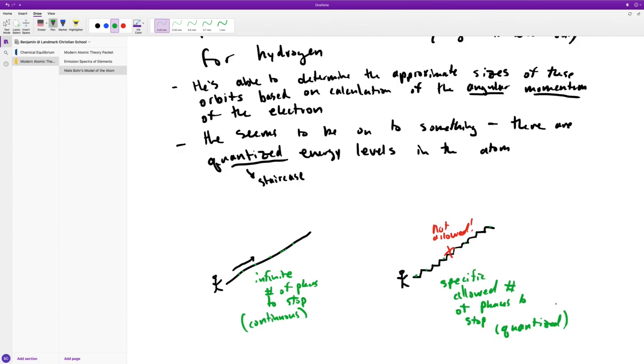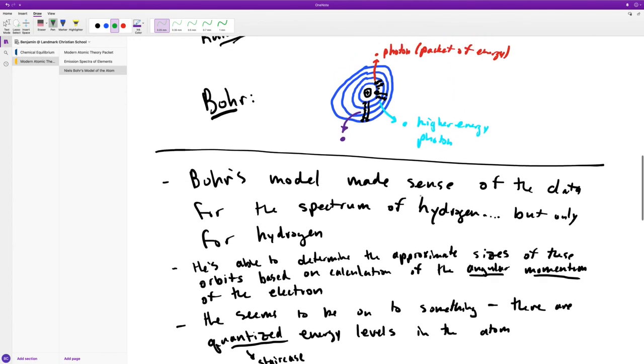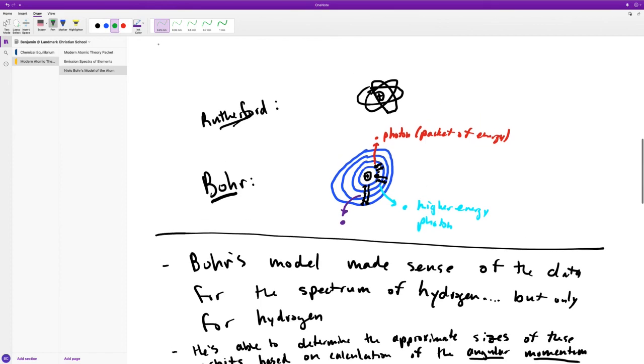Okay, so that's what Bohr was really onto with his model of the atom. So go ahead and stop the video and navigate to the assessment and answer the questions there, and you'll be done for today.